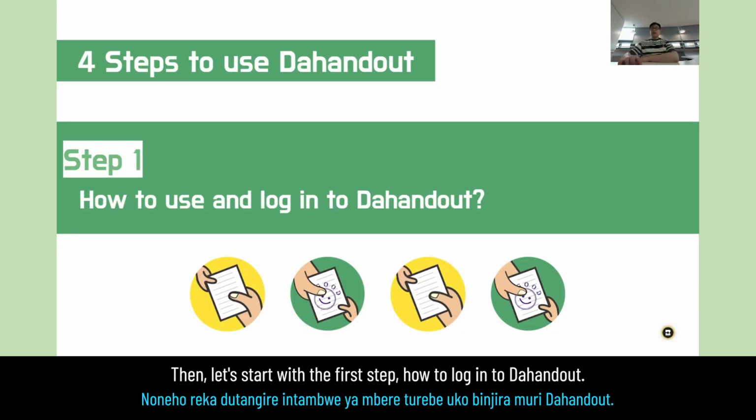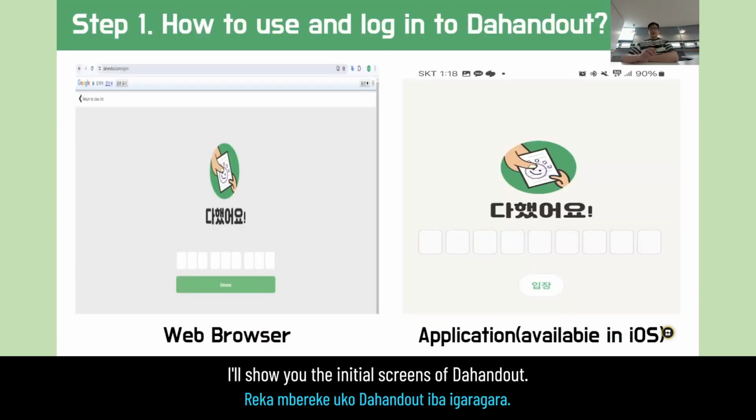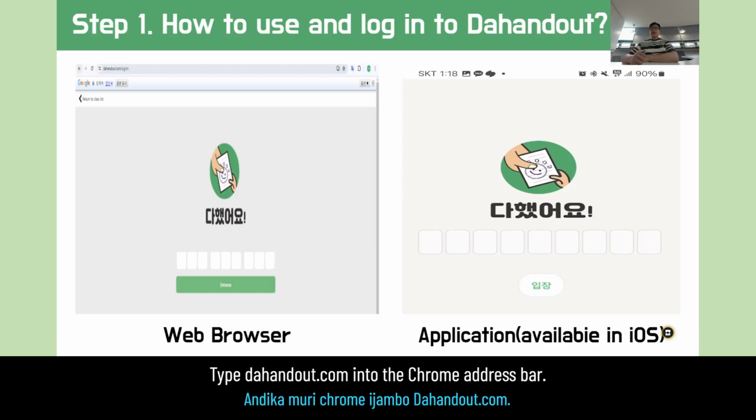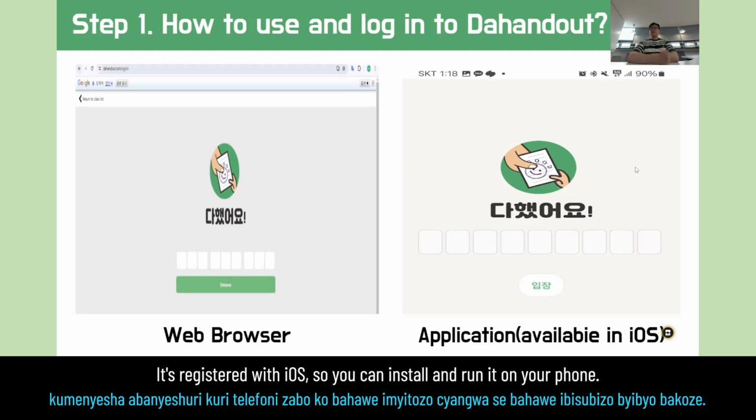Then let's start with the first step, how to log into Dahandout. I'll show you the initial screens of Dahandout. The screen on the left is the Dahandout space accessed through the Chrome web browser. Type dahandout.com into the Chrome address bar. The screen on the right is the Dahandout mobile phone application. It's registered with iOS, so you can install and run it on your phone.